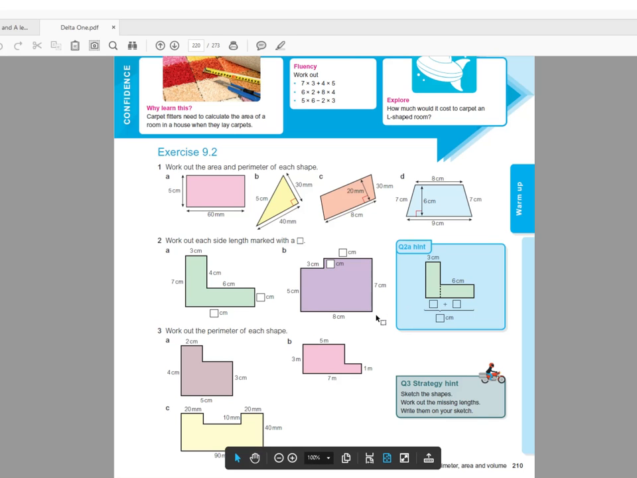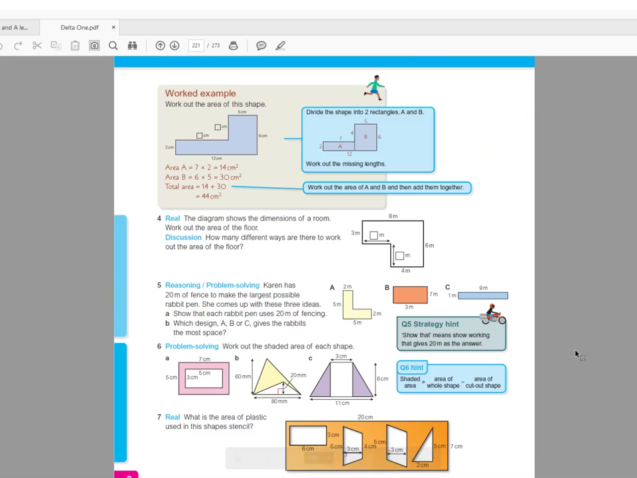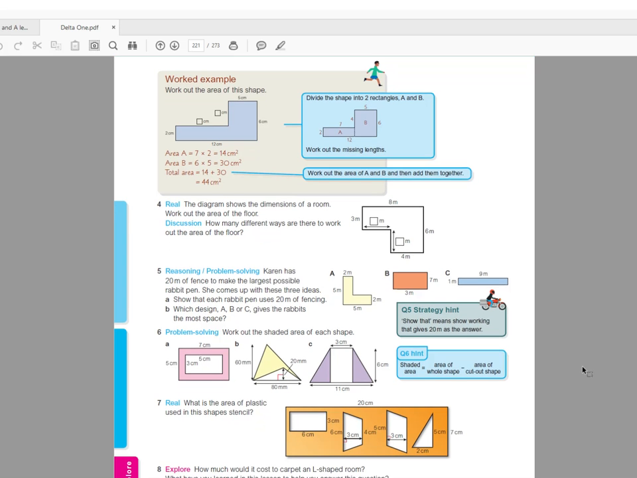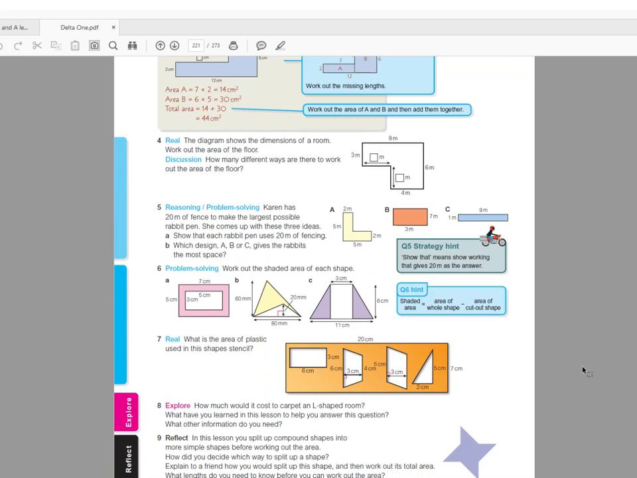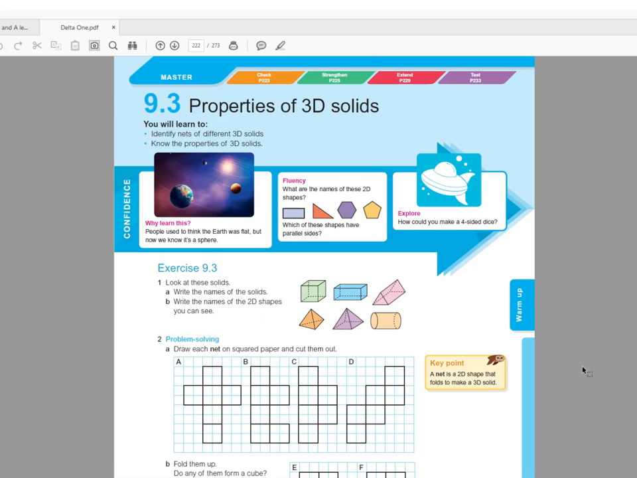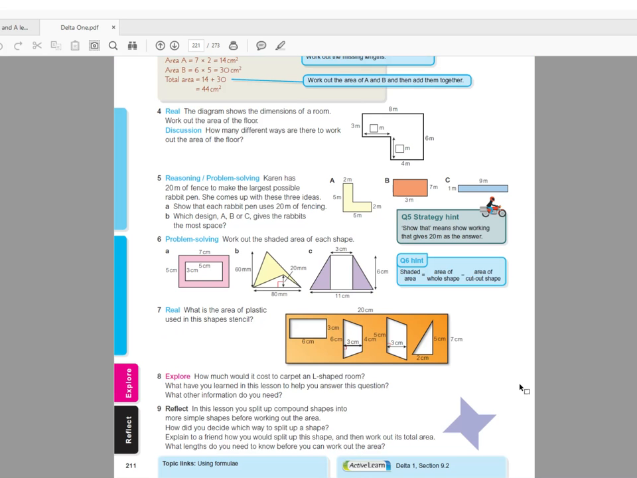These are your exercises. Exercise 9.2 in the book. Don't forget the book is also in the file section of Teams. So exercise 9.2. Once you're ready, you can start. Work your way through all the questions. Up to question 9 today. Good luck.